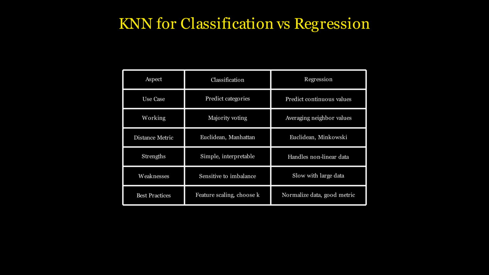The choice of distance metric, feature scaling, and an optimal k-value significantly impact its performance. For large datasets, optimizations like KD trees or ball trees can be used to improve efficiency. By understanding its strengths, weaknesses, and best practices, you can effectively apply KNN to solve real-world problems.